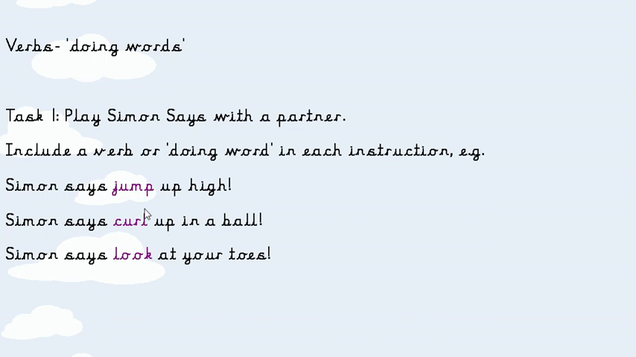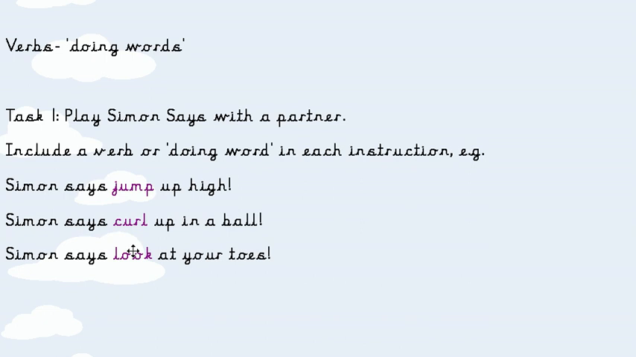Simon says curl up in a ball. So curl is your verb just there. And finally, Simon says, look at your toes. So look is the verb. It's that action word. It's telling you what to do. It's the doing word in your sentence. So that word is look.